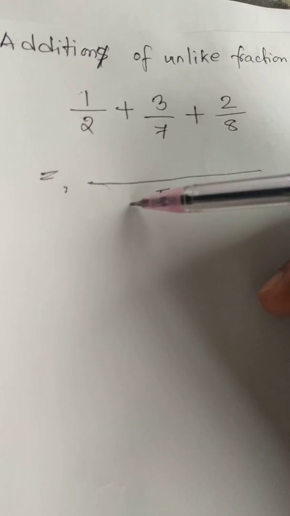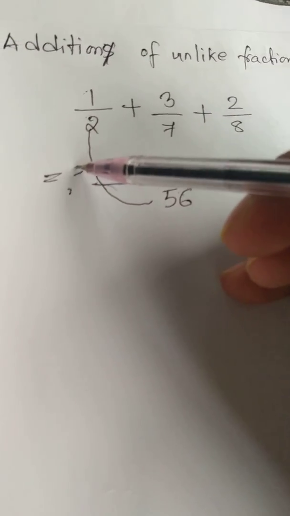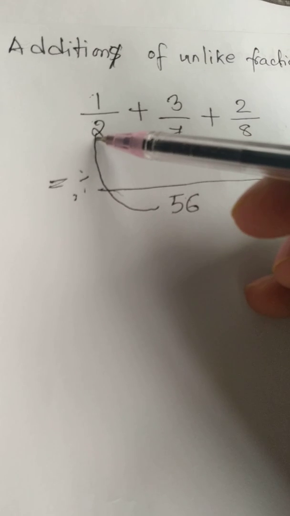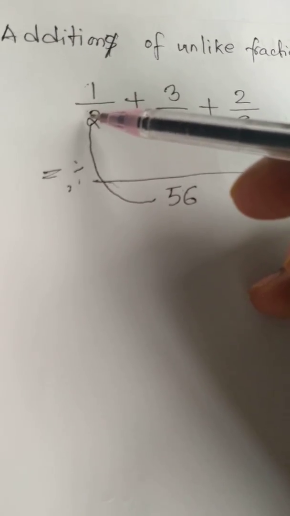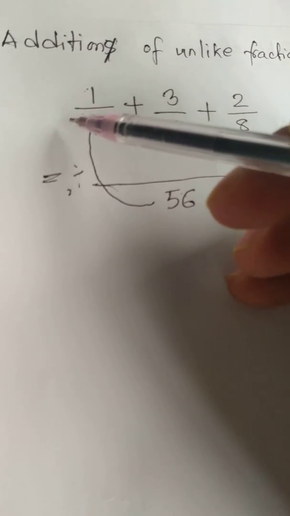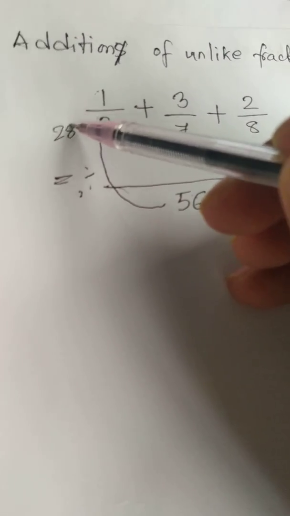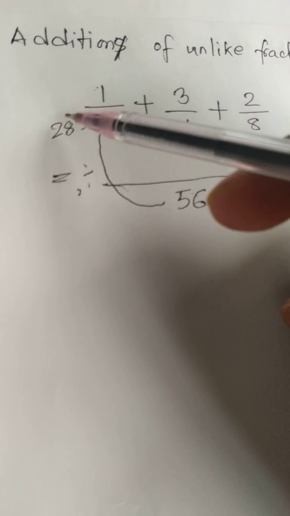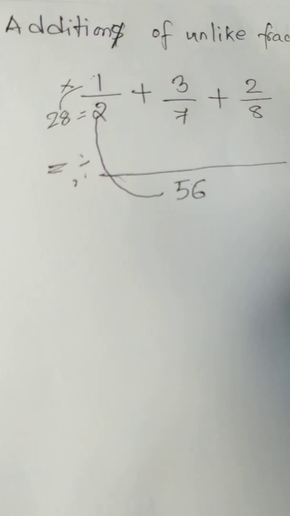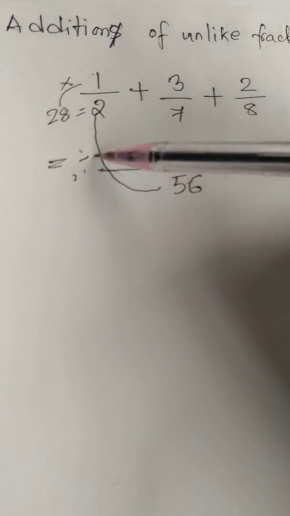First we need to do division. So 56 divided by 2 is what? 28. After division, you get an answer, that is 28. Then you multiply it with the numerator. This is the way. First you divide the LCM with the denominator, then the answer which you get, you multiply it with the numerator.